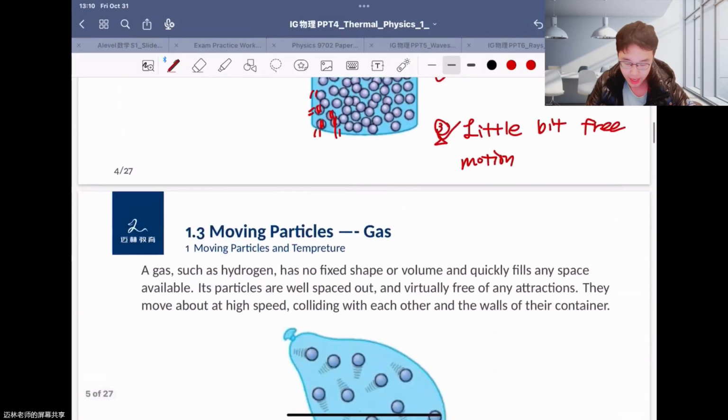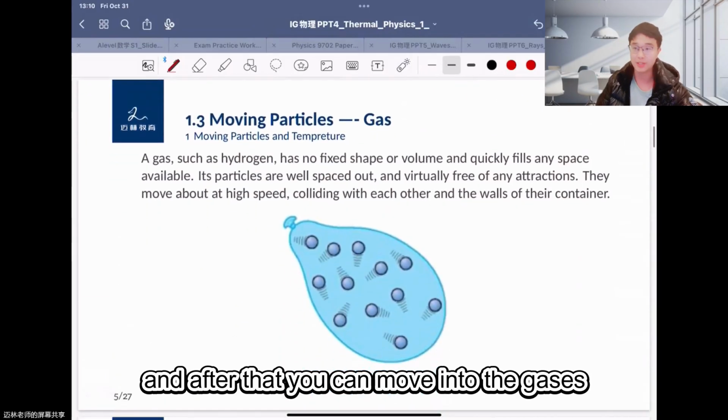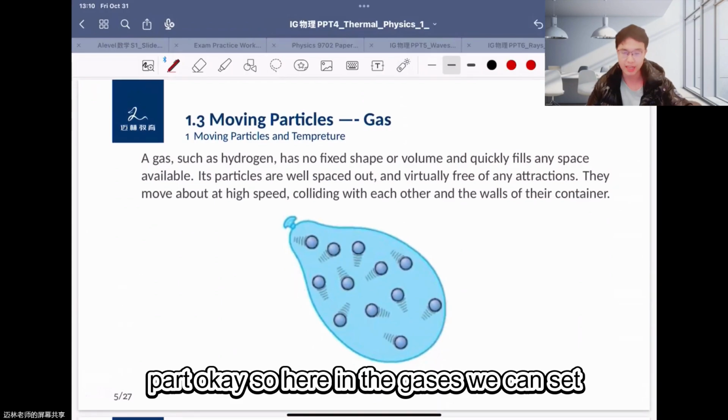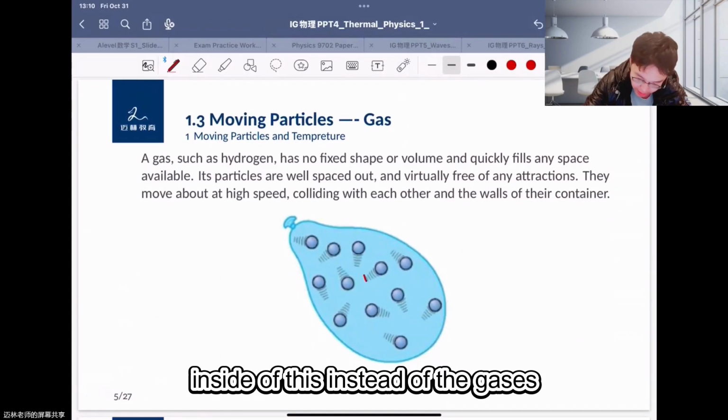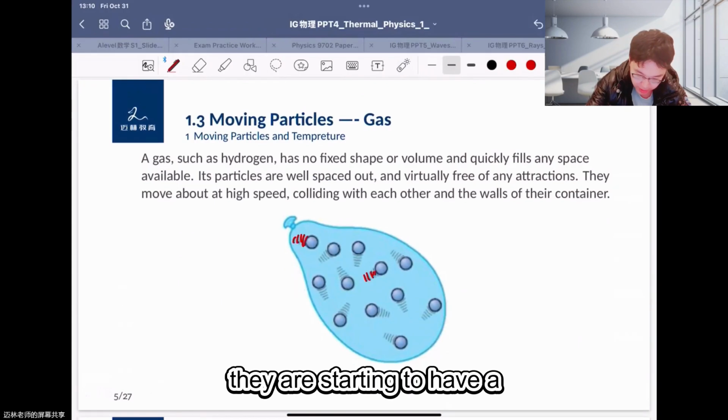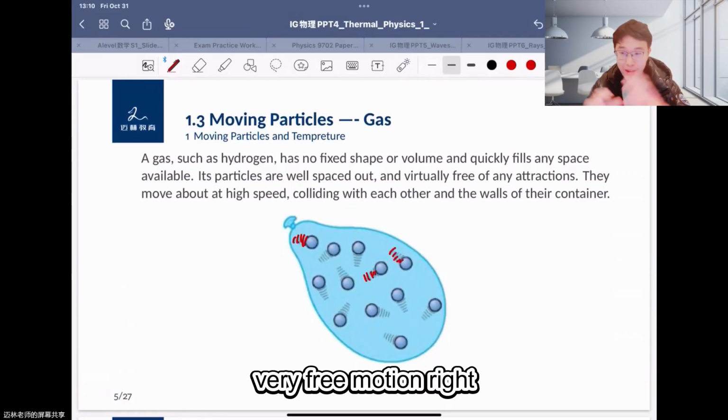Okay. And after that, you can move into the gases part. So here in the gases, we can say that they are starting to have a very free motion, right?